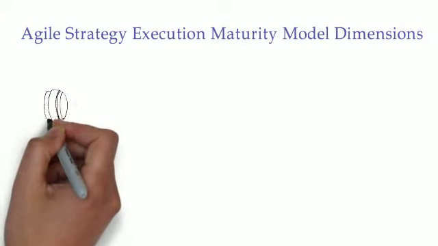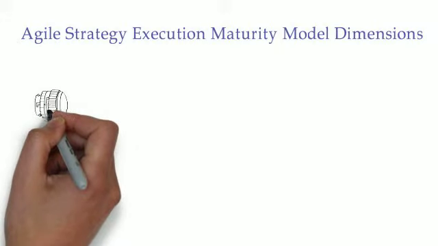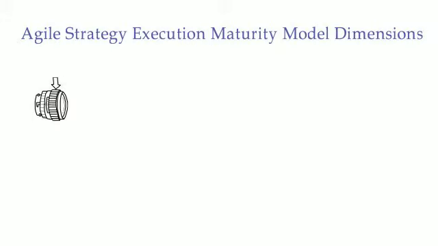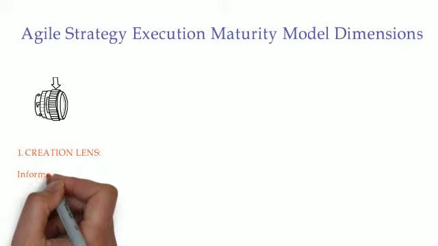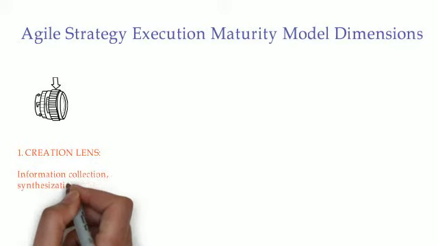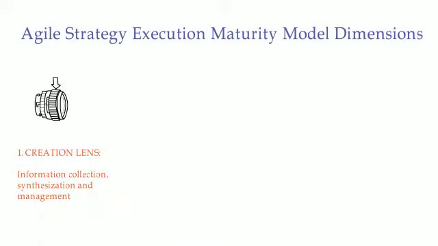In addition, there are 4 dimensions or lenses through which maturity is assessed. The first dimension we call the creation lens, which is defined as the methodology the firm uses to gather, synthesize, and manage vital information for developing organization and area plans and actions.